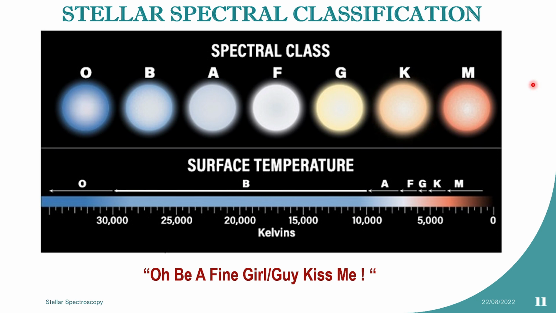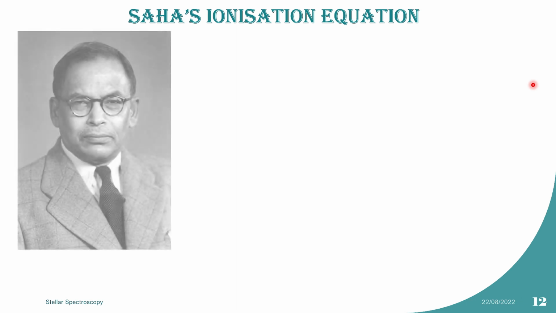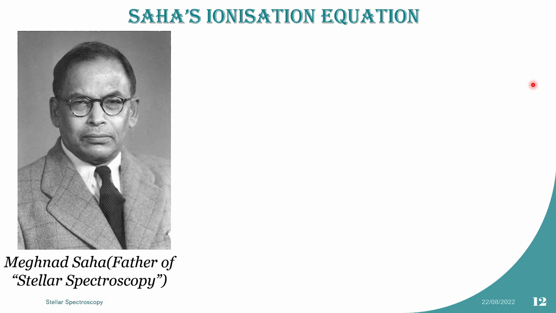So now move on to the next topic, which is Saha's ionization. If I don't include this topic, Saha's ionization equation, this presentation would be incomplete. As you all know, Saha was the first scientist to give a proper explanation of what causes the spectral lines of stars, for which we call him the father of stellar spectroscopy.